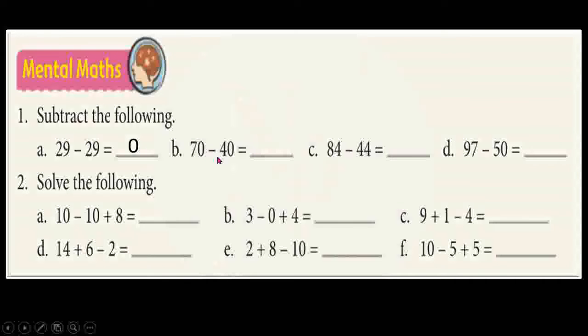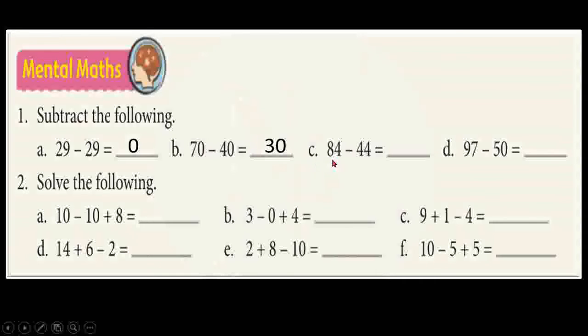B. 70 minus 40. Look at the digits at ones place in both of these numbers. We have zeros. And subtracting 0 from 0, you get 0. Remember that. And looking at the digits at tens place, here we have 4 and here we have 7. Subtracting 4 from 7, you get 3. 3 will be in tens place and 0 will be in ones place. The resulting number is 30. So 70 minus 40 is equal to 30.